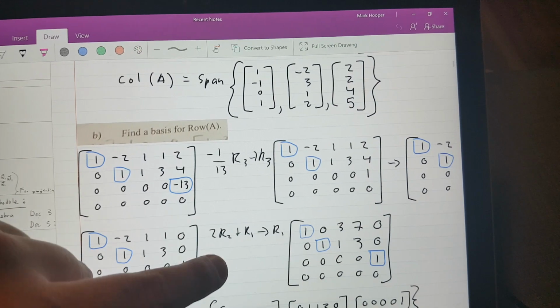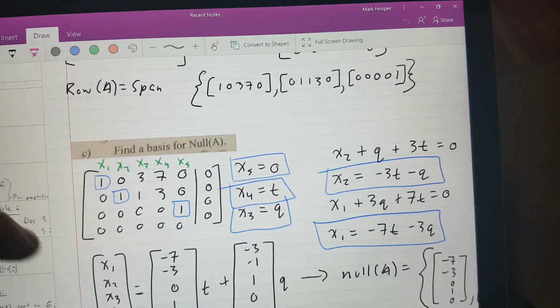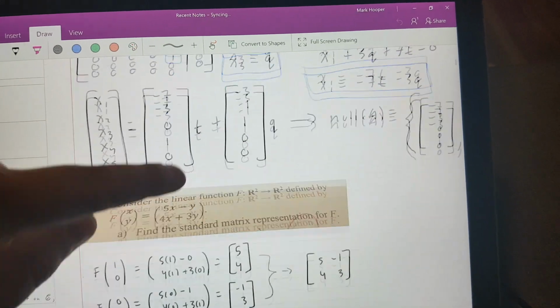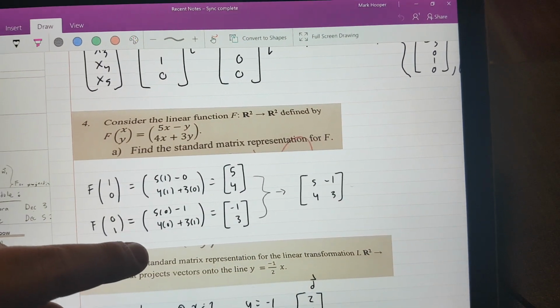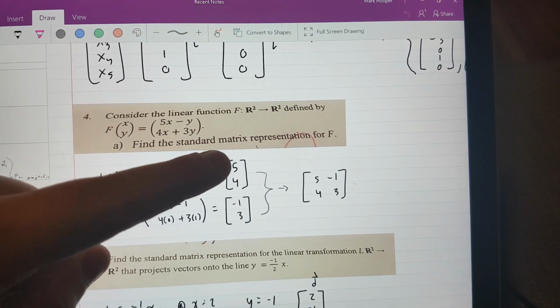Notice there's 2 here, and there's 3 here. The column space plus the null space, the number of vectors is going to be the number of columns in your matrix.